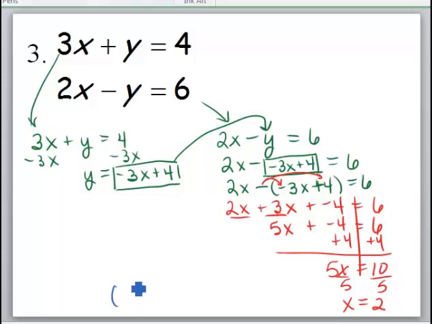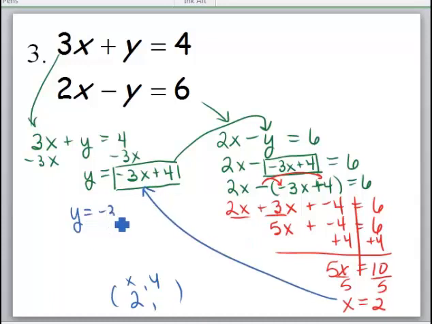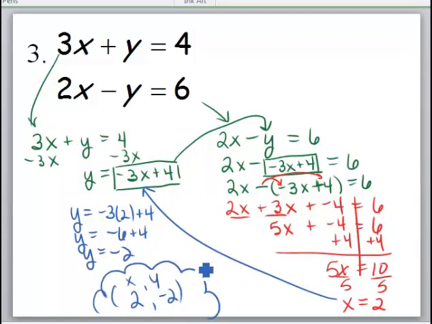My solution is x, y. My x value is 2, and my y value I can find by plugging that back in. So y equals negative 3 times 2 plus 4. So my answer would be negative 3 times 2 is negative 6 plus 4, which is a negative 2. So my solution is 2, negative 2.